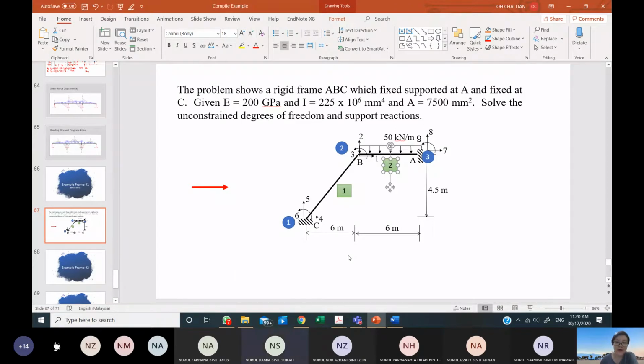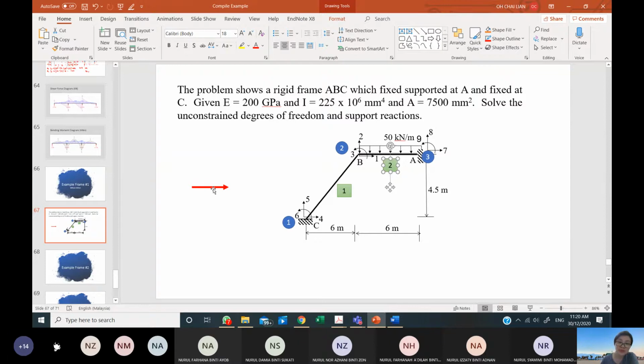Okay, so now the next thing is we want to draw an arrow to indicate the near end and also the far end. At every element you need to have one arrow. This arrow can be up to your preference, but if you are talking about programming, they will follow a specific rule created by the programmer.